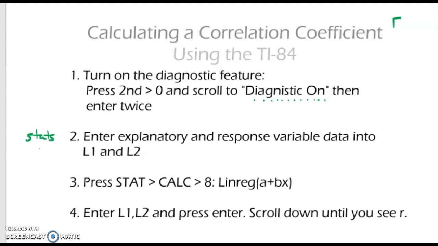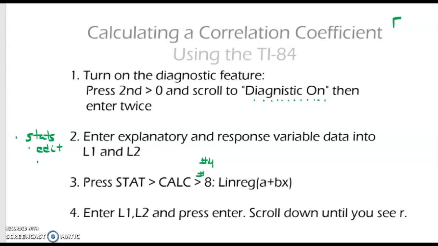I got some other frames coming up in a second that might help with this. Stats, then edit, and that's how you get to your list, and you can plug in your numbers in list 1, list 2. Then you're going to go to stat, then you're going to go to calculate. And interestingly enough, I remember talking to Coach Pritchard about this last year. She's got 8 on here, but I'll be honest with you, you can use option number 4 as well.